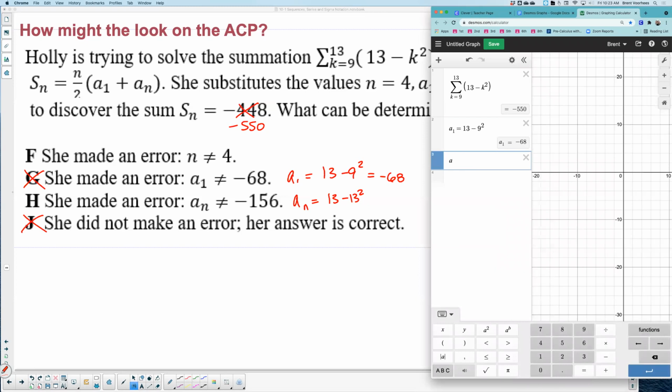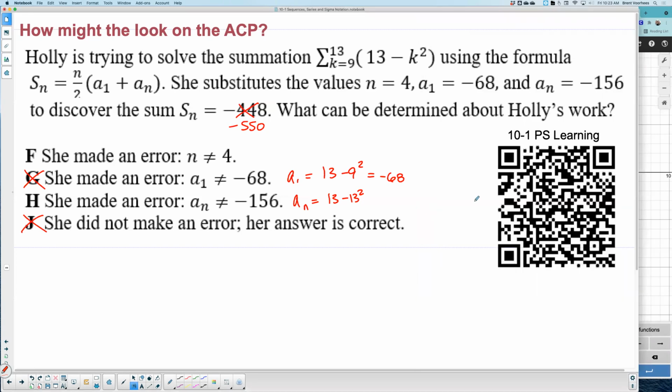AN, I'm not sure if it's going to let me do this, is 13 minus 13 squared. Oh, it did. So negative 156. Did she make an error here? No, that part's correct. So that means her error must be n of 5.